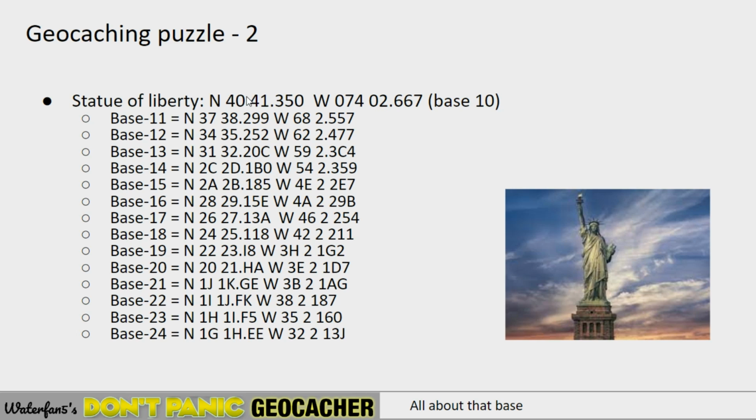So we see, for example, now again the Statue of Liberty represented in different base systems. Now you start seeing that they start using these letters. And again, the same type of conversion, right? So if I do base 11, it's 3 times 11 plus 7. So 33 plus 7 is 40. And so on.